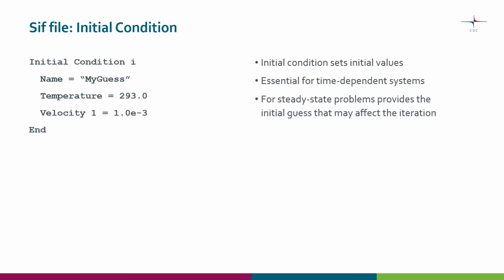The initial conditions section, basically for a transient system, includes the initial values. For a steady state system, it includes the initial guesses for doing the simulation. So only for linear systems the initial guess might be, let's say, not needed, but even then it might improve the convergence of the linear systems.